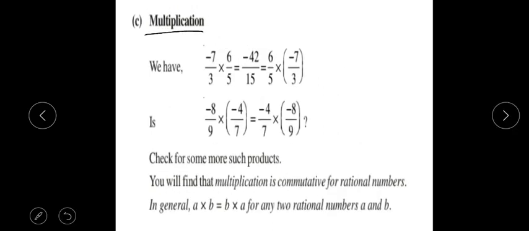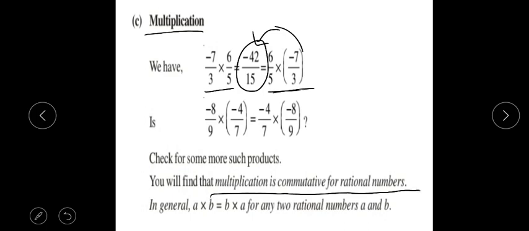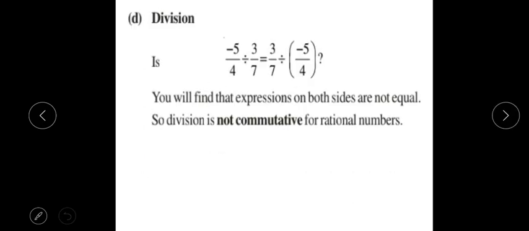Now multiplication. If we multiply minus 7 by 3 to 6 by 5, the result would be minus 42 upon 15. Similarly, if we multiply 6 by 5 to minus 7 by 3, again the result would be the same, right? We can say that multiplication is commutative for rational numbers, or in general we say that a multiplied by b is equal to b multiplied by a for any two rational numbers a and b.